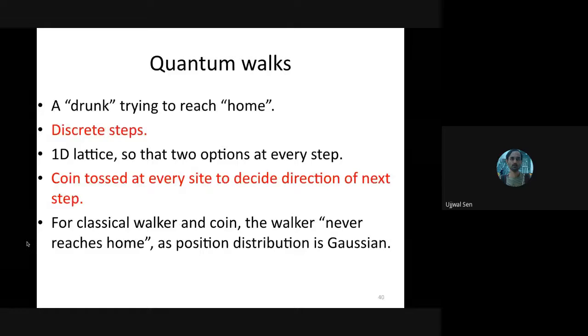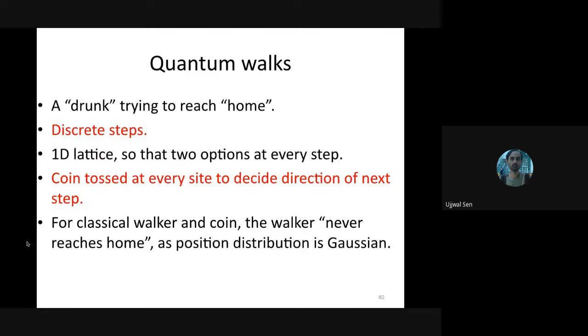So the drunk is walking on a straight line, and at every step, she or he is either walking forward or walking backward, and doing that randomly. At every site, there is a coin that is tossed. The coin will give you either a head or a tail. Suppose that if the coin produces a head, the walker moves forward, and if the coin produces a tail, the walker moves backward. This is what a classical random walk is.